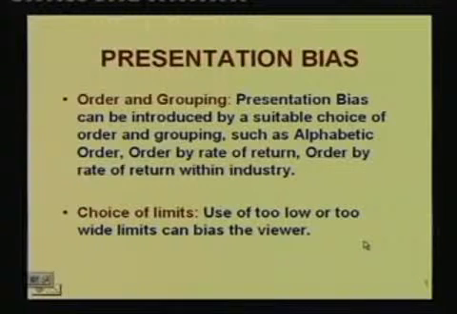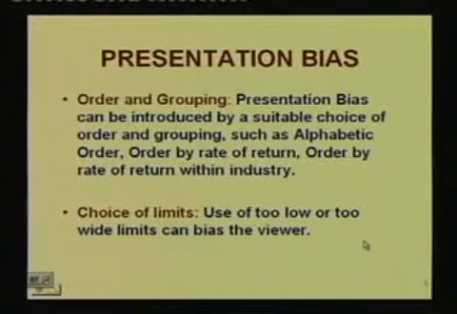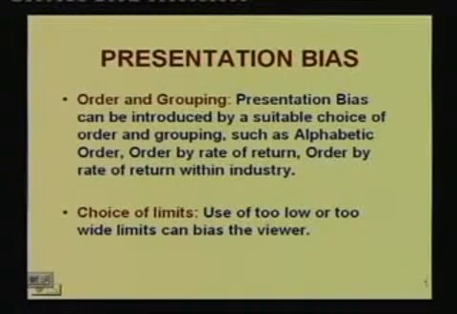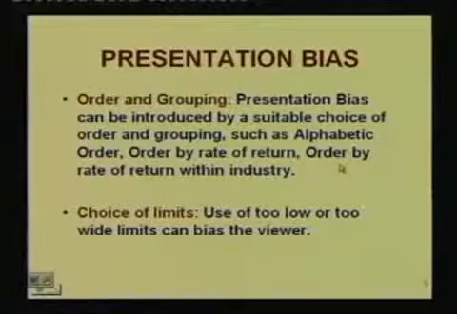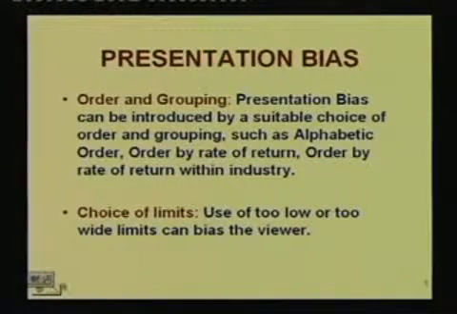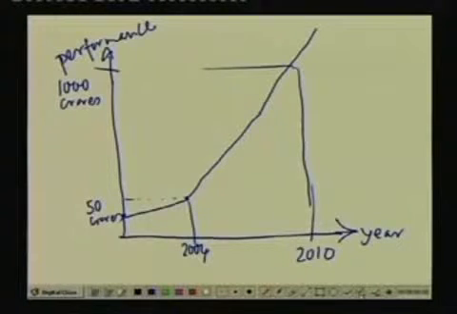So order and grouping, various presentation bias can be introduced by a suitable choice of order and grouping, such as alphabetic order, order by rate of return, order by rate of return within industry. So various order and grouping can really create havoc, like suppose one performance is really very outstanding compared to others, or suitable grouping may be made by which you can actually show that the performance is not that good. I mean, not that good means that the exceptional thing may be taken out. So one such example we can show.